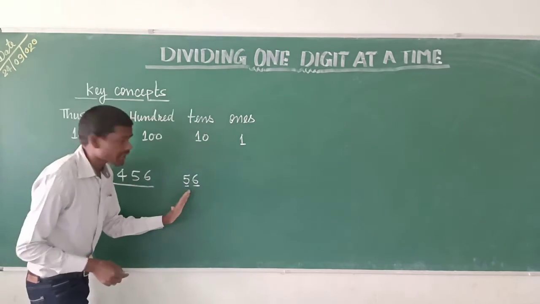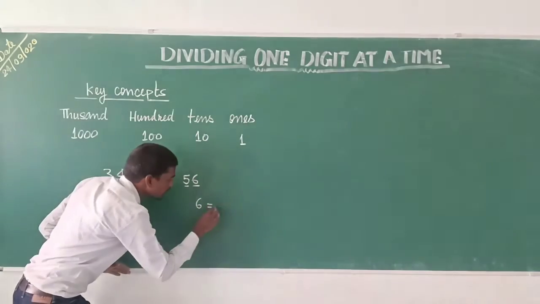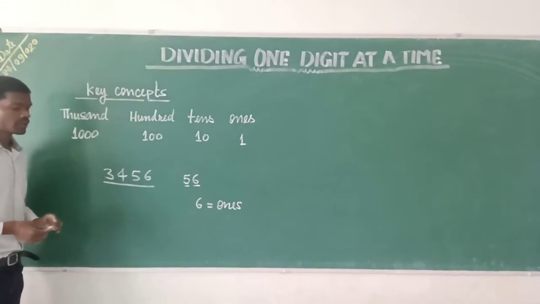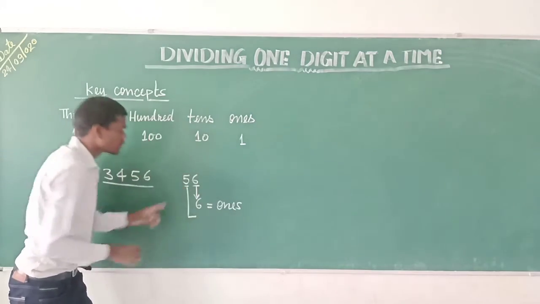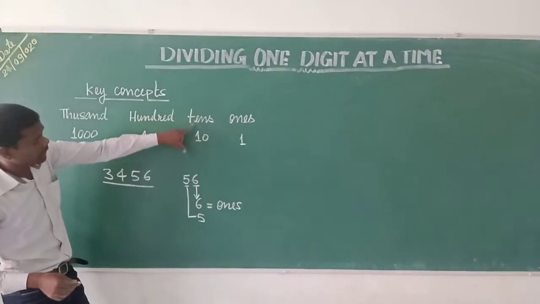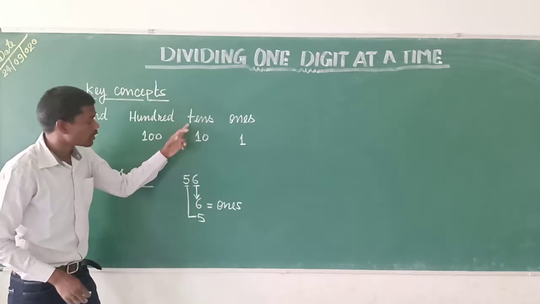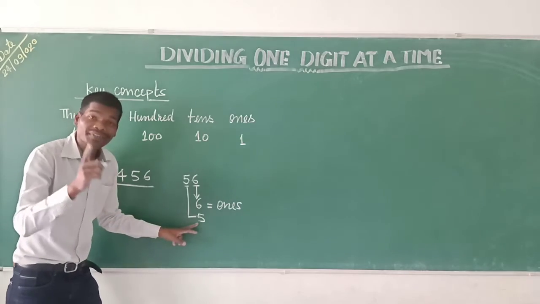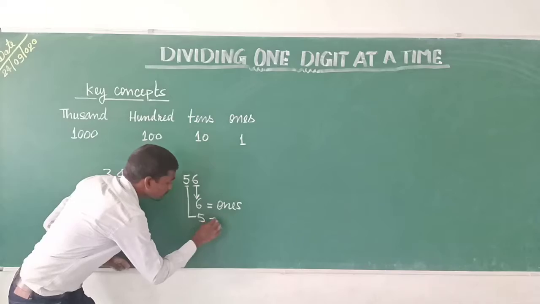Okay. Now how can we write? Suppose we write this one. 6, 1. This is 6 ones. Okay. Now look here. 5. In which place is it? Tens place. So what can we write here? 5 tens. 5 tens. How many times? 5 tens.